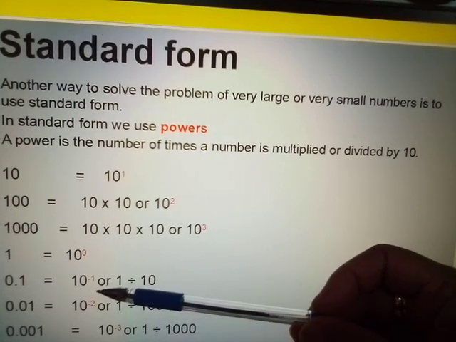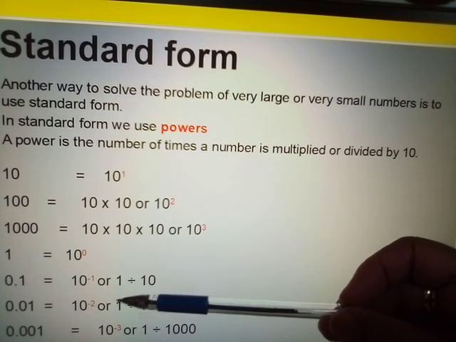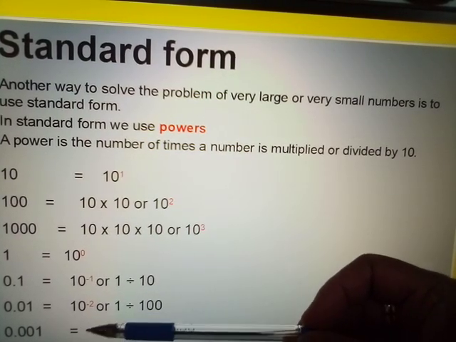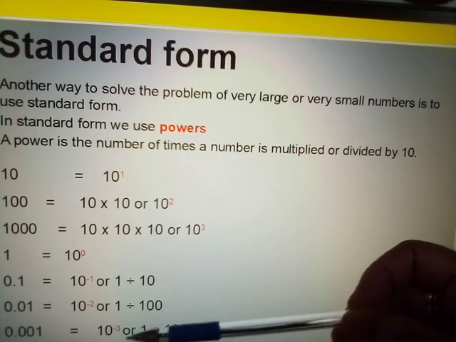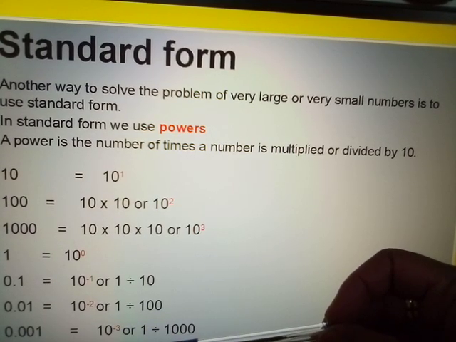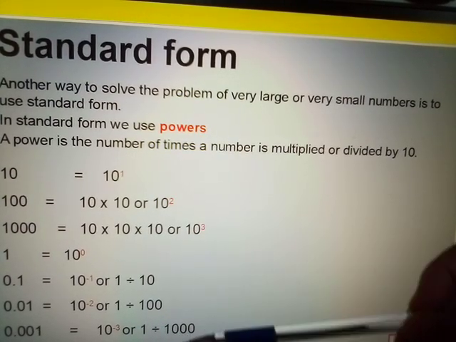0.1 equals 10 to the minus 1, which is 1 divided by 10, which is 0.1, and 0.01 equals 10 to the minus 2, which is 1 again divided by 100, and 0.001 equals 10 to the minus 3, or if you like 1 divided by 1,000. Okay.